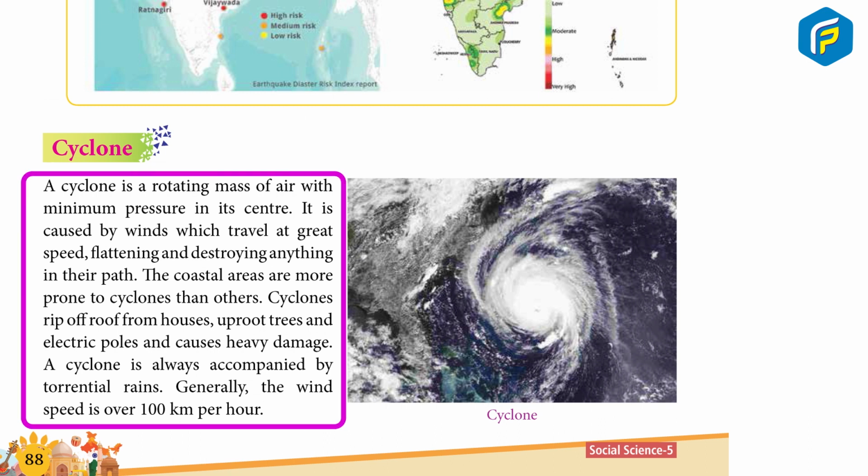Cyclone. A cyclone is a rotating mass of air with minimum pressure in its center. It is caused by wind which travels at great speed, flattening and destroying anything in its path. The coastal areas are more prone to cyclones than others. Cyclones rip off roofs from houses, uproot trees and electric poles and cause heavy damage. A cyclone is always accompanied by torrential rains. Generally, the wind speed is over 100 km per hour.